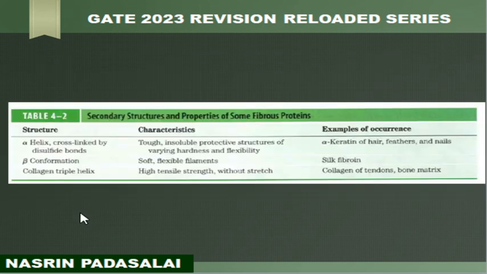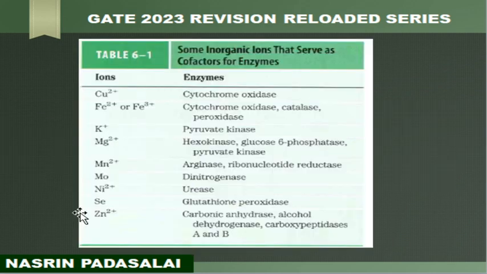Next, we are going to study secondary structure of protein. There are three secondary structures present in protein: one is alpha helix, beta sheet, and collagen triple helix. The examples of alpha helix include alpha keratin of your hair, feathers of birds, and nails. The next example, beta conformation, includes silk fibroin. Next, collagen triple helix includes collagen of tendons, bone, and bone matrix.